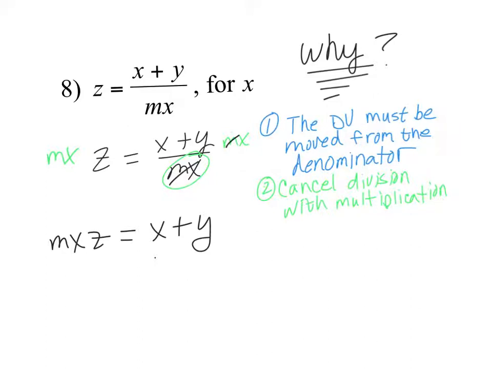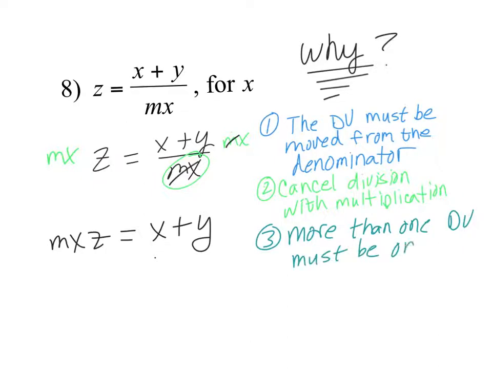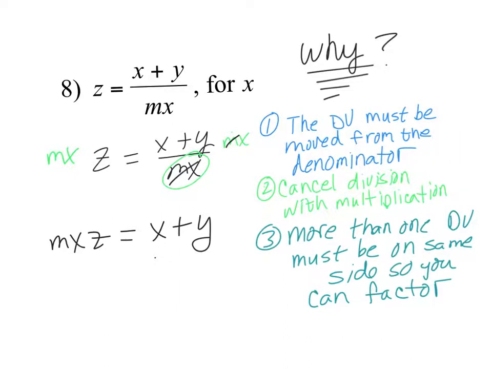We are going to have to move on to our next step, which is: if you have more than one designated variable, they must be on the same side. Why do they need to be on the same side? So you can factor.